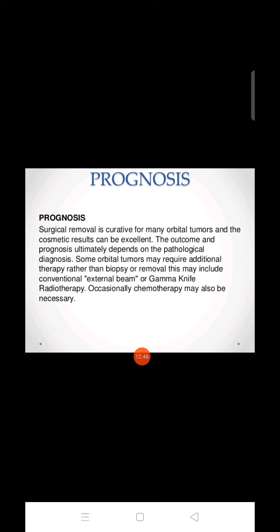In prognosis, we can remove the orbital tumor, and the cosmetic result is excellent. The outcome and prognosis ultimately depend on the pathological diagnosis, on the pathological condition of the patient. Some orbital tumors may require additional therapy also, other than biopsy or removal. It may include conventional external beam and/or gamma knife radiotherapy. Occasionally chemotherapy may also be necessary. That is the prognosis.